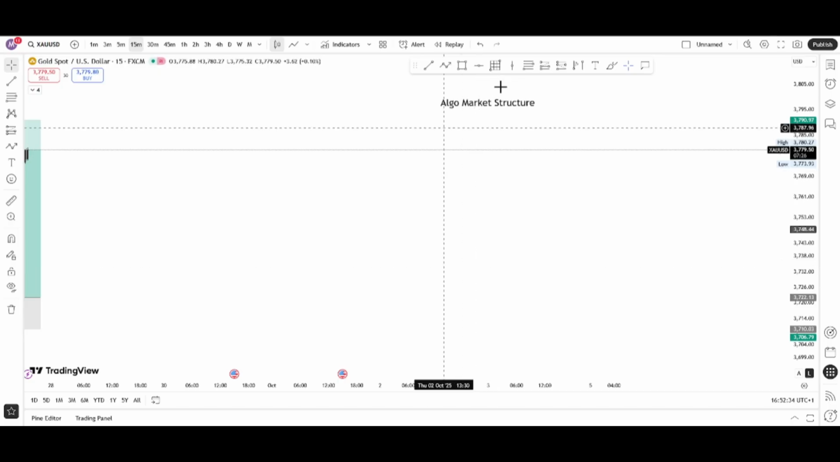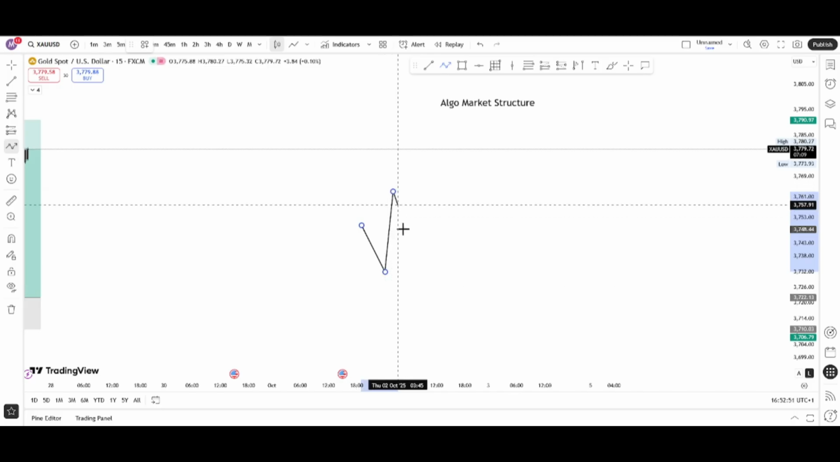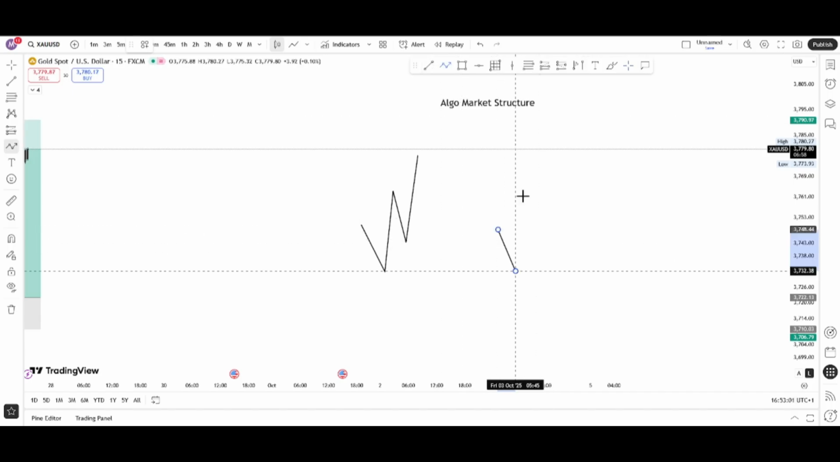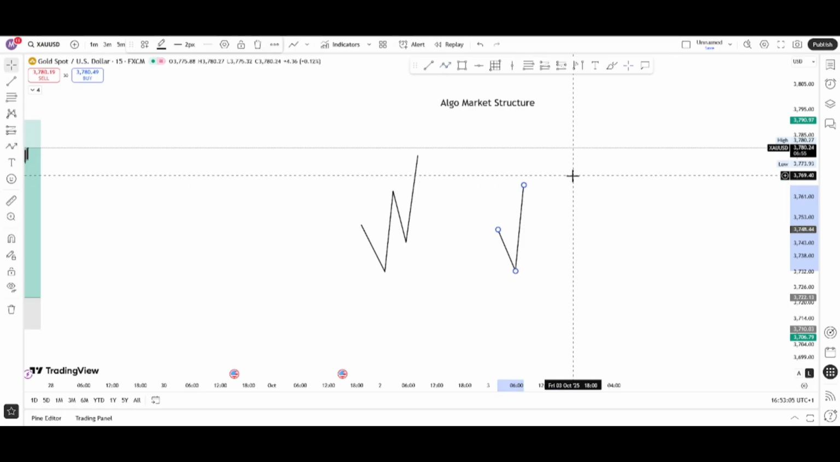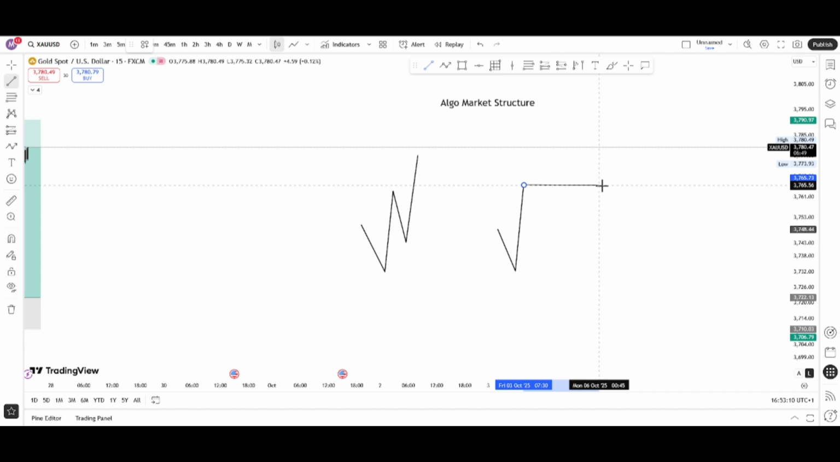Right. So I'll be talking about algo market structure in today's breakdown. What algo market structure simply means, let's just do a practical aspect of it. So on algo market structure, we have this after the break, and we have this. Our basic market structure tells you that when you get a break, this high becomes your swing high, and this low becomes your swing low.